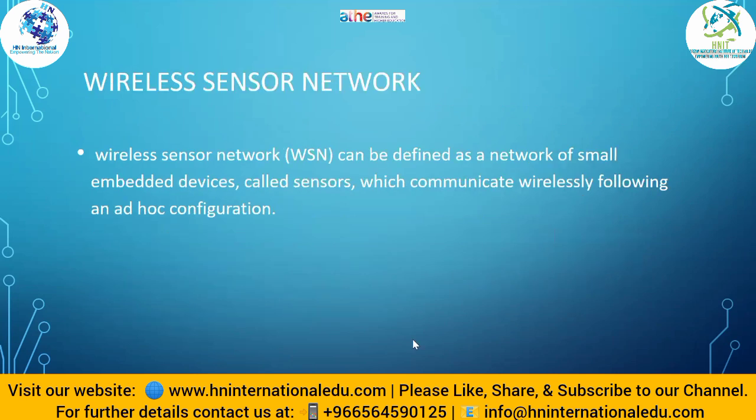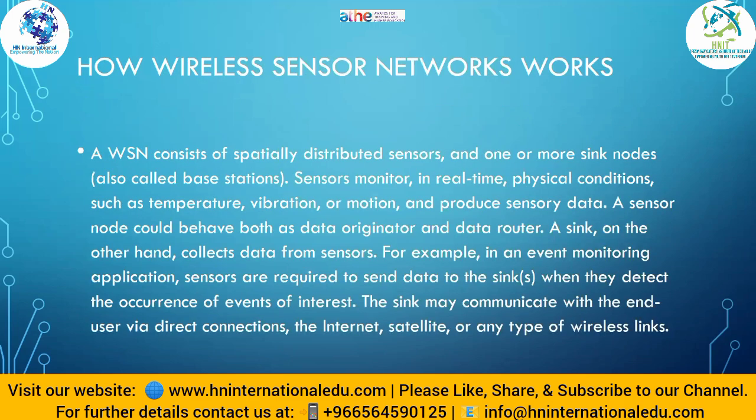So these are the protocols of edge computing. Next, we have the wireless sensor network. It can be defined as a network of small embedded devices called sensors, which communicate wirelessly following an ad hoc configuration. So, how do wireless sensor networks work?